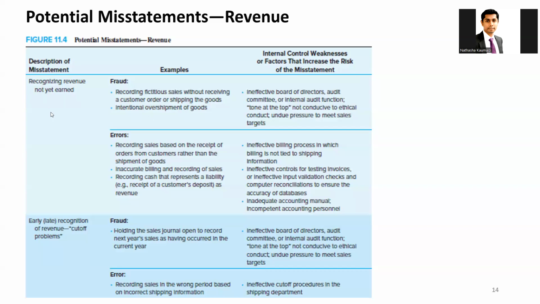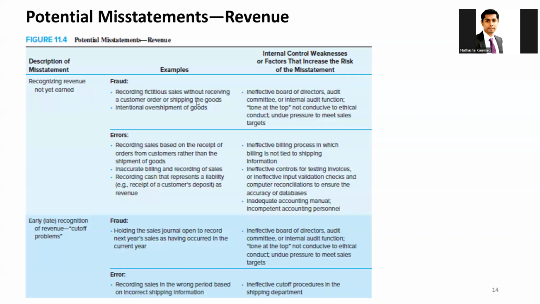Okay, so we'll go through them one by one. First one, recognizing revenue not yet earned. Your client has recognized revenue that has not been earned. That means unearned revenue recognition. Your client has not earned the revenue yet, which means performance obligations have not been met yet, but your client has recognized the revenue. So what are the fraud examples? Recording fictitious sales without receiving a customer's order or shipping documents.